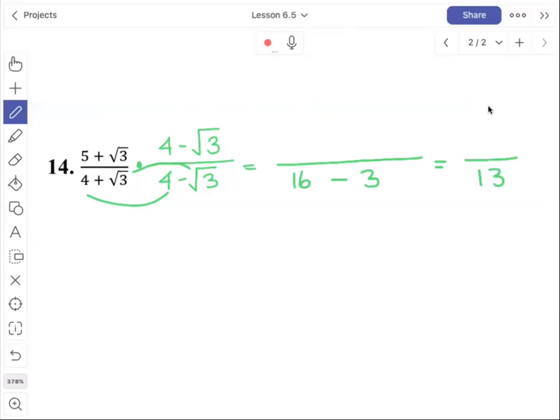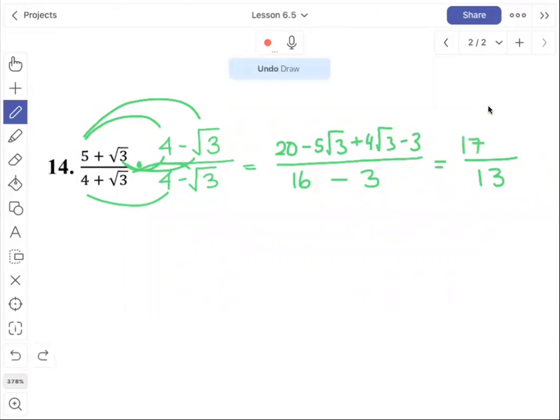Okay, let's do the top. We got 20 minus 5 rad 3 plus 4 rad 3. And then that's minus 3. All right, because rad 9 gets me 3. So I just simplified that. So that is 17 when I put those two together. And then minus rad 3. And that is my final answer.